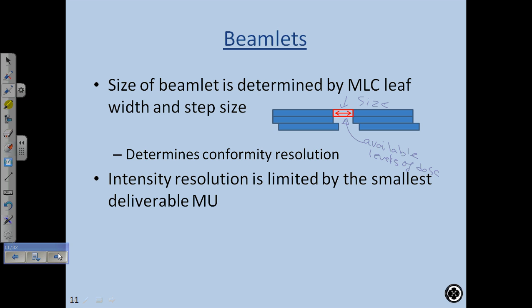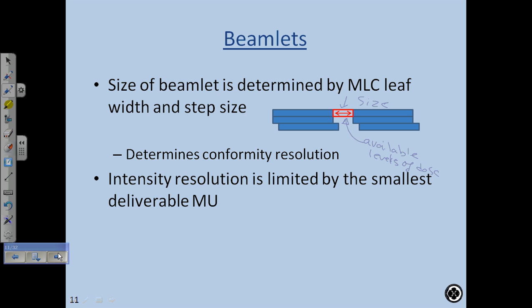But if you can have 10, 20, 30, 40, 100, then for that beamlet you can deliver either 10 cGy or 100 cGy. That's an advantage because if your tumor's right here, you'd want to deliver 100. If your OAR is there, you want to deliver 10. So it gives you more flexibility in terms of your conformity. Intensity resolution is also limited by the smallest deliverable MU.